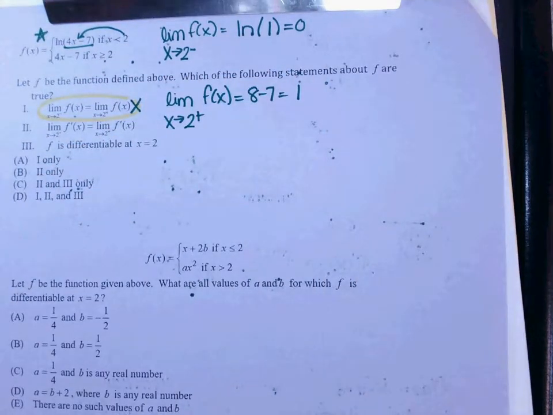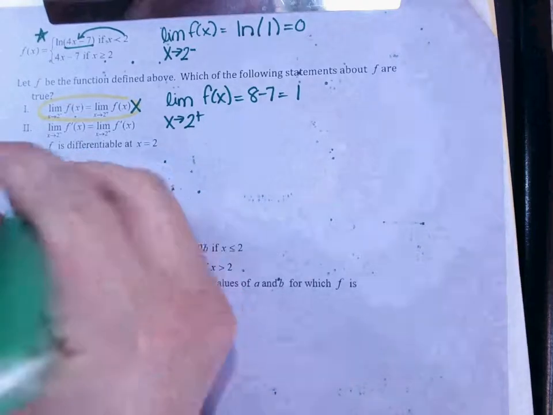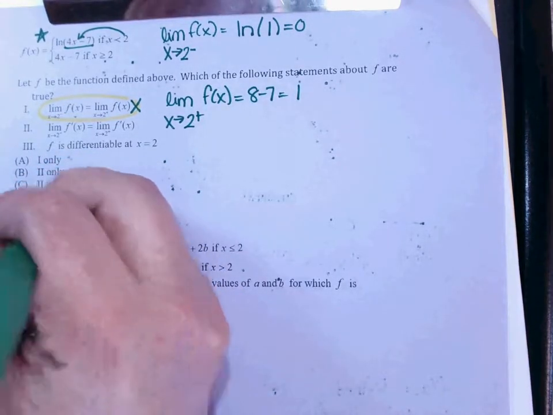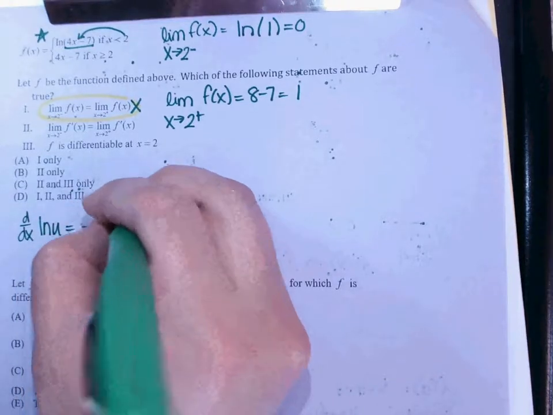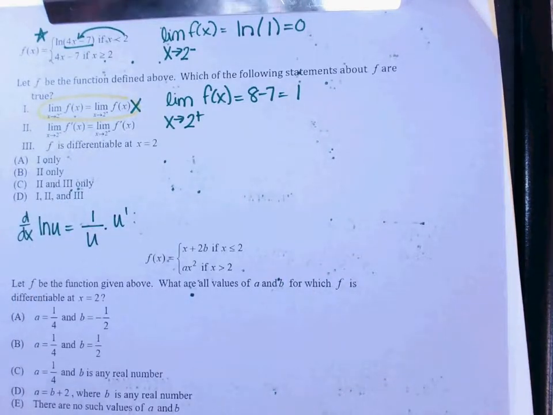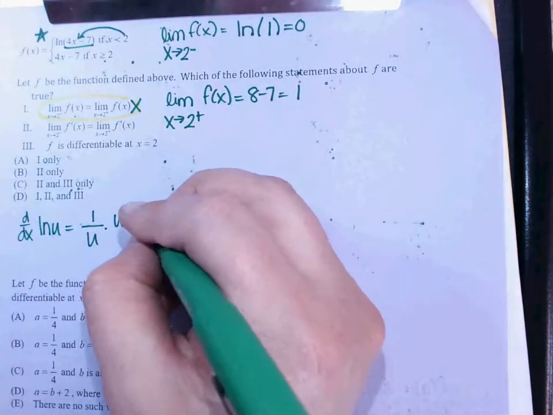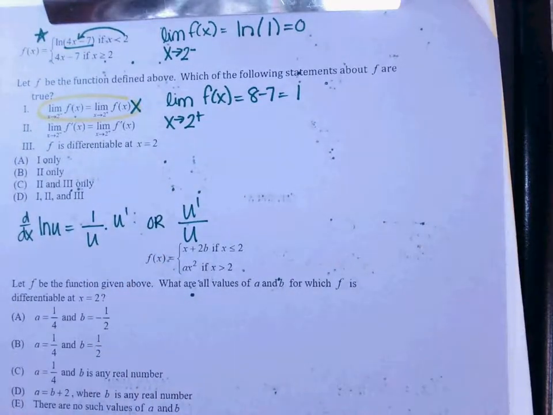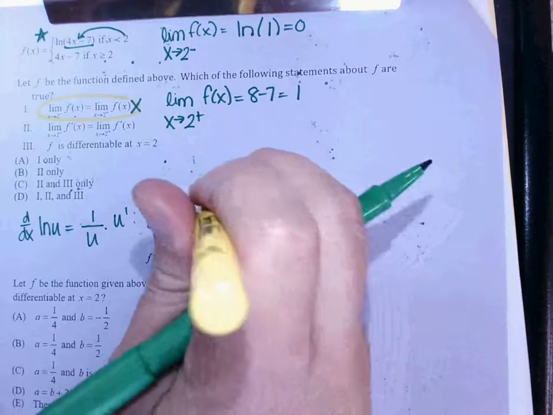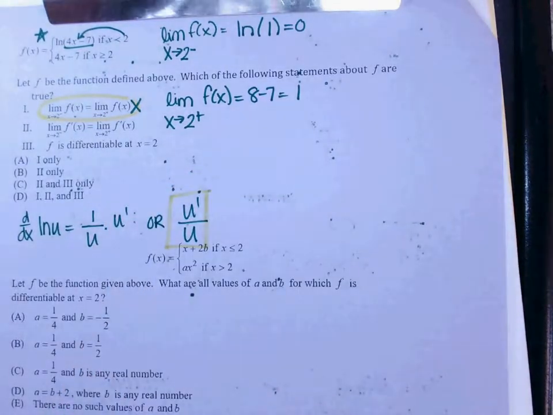Okay, now the second thing is I need to check the limits of the derivatives. So in case you don't remember, I'm going to write it down here. The derivative of ln u is 1 over u times u prime. But if you look on your cheat sheet, it says or, you can do u prime over u and just make it one big fraction. This is the one that I'm going to use, because I don't want to have a fraction and then something else separate.